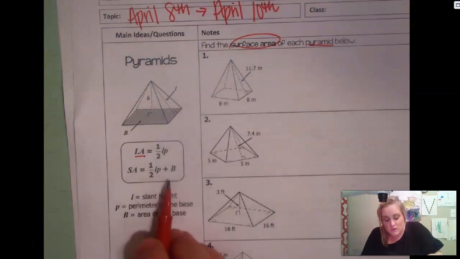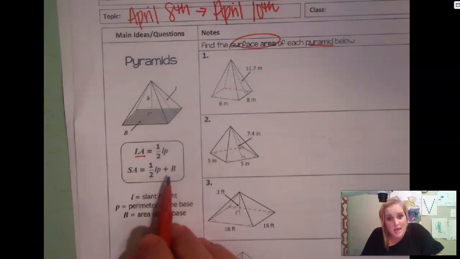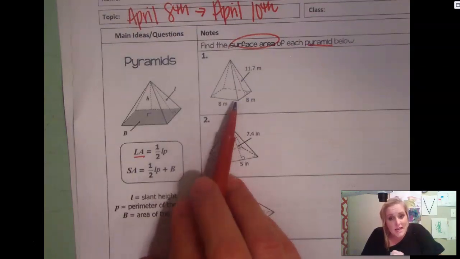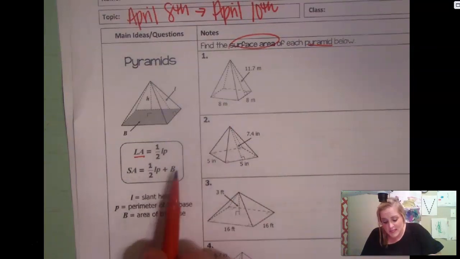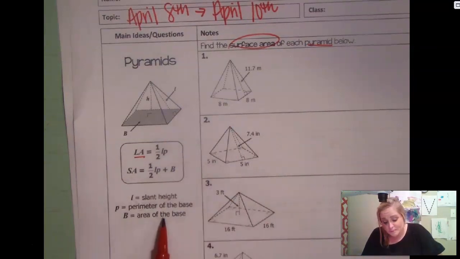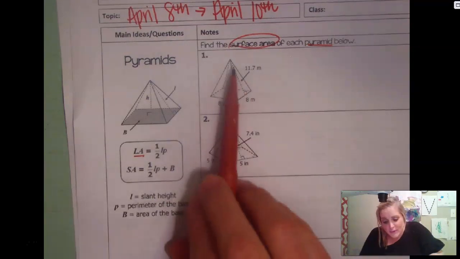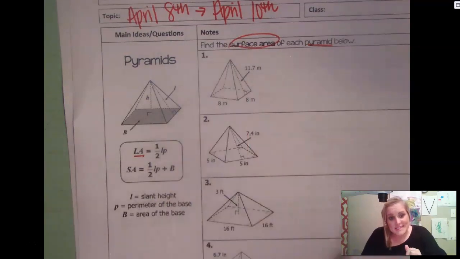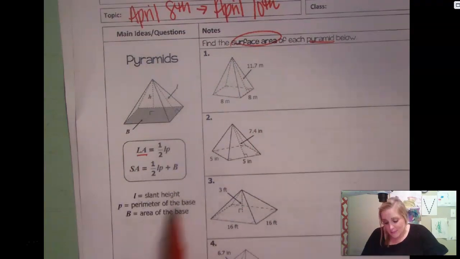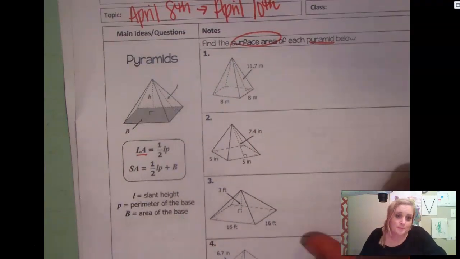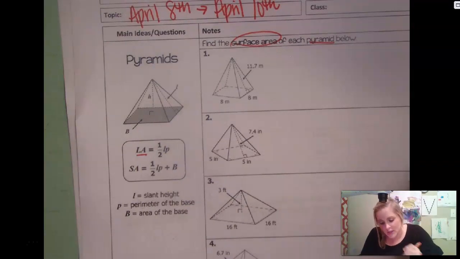So you can see on the surface area, it's not 2B this time, it's only B. And the reason for that is this doesn't have two bases, it just has one. That big B stands for the area of the base. This L is new. It is the slant height, which just means the height that's on that side. For example, 11.7 is the slant height. And then P still stands for perimeter. Okay? Alright, so let's just go for it.